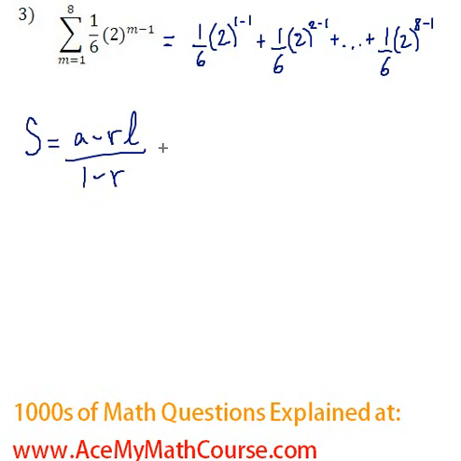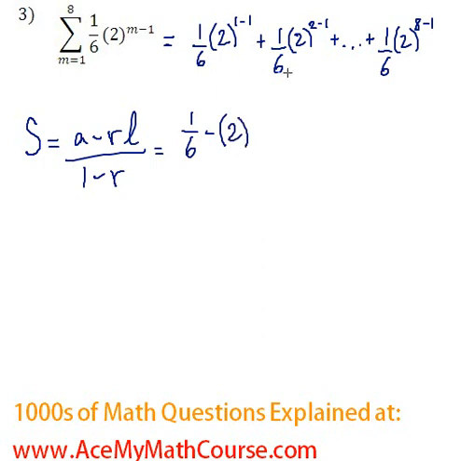A is the first term, and what is the first term? It will be just 1 over 6. Is that okay? Because 2 to the 0 is 1, and 1 times 1 over 6 is just 1 over 6. Minus the common ratio, which in this case is 2.